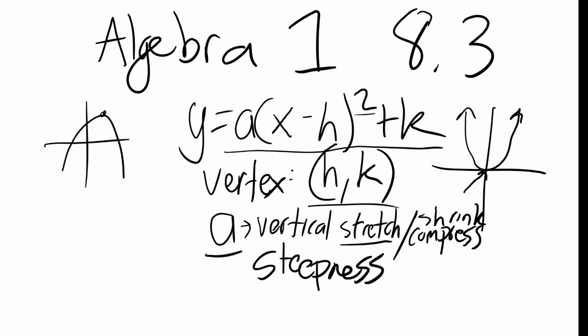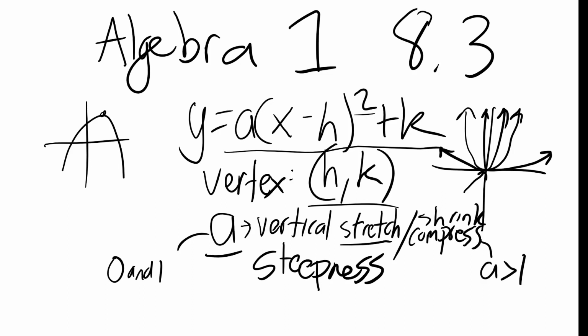If I make a bigger, then my graph is going to go up more and more. If I make a smaller, my graph's going to be wider, like so. For a graph to be wider, usually a is between 0 and 1. And if I want my graph to be really steep, my a is going to be greater than 1. All right, that's vertex form in a nutshell. The reason I wanted to go over that is we are going to be converting from vertex form to another form, and then looking at what that form does.